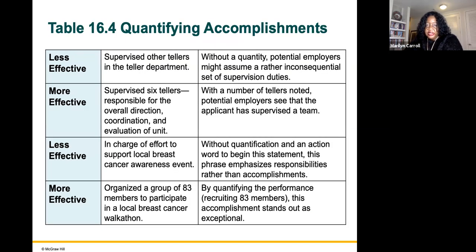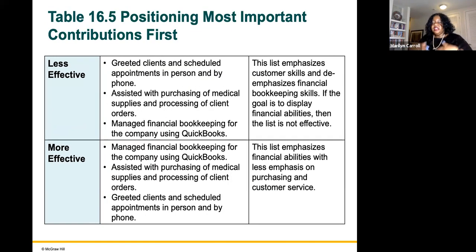Supervise other tellers in the teller department. Instead, supervise 6 tellers. You need to quantify. Responsible for the overall action. In charge of, and here's a less effective, another one: In charge of effort to support local breast cancer awareness event. And here's a better one: organize a group of 83 members to participate in a local breast cancer walkathon. Do you see the difference? These are just more advantageous, it gives more concrete information.